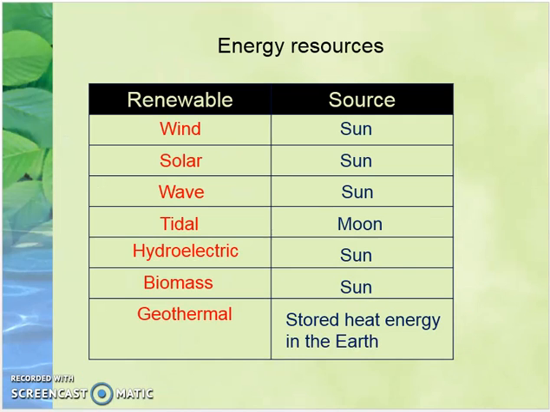Now, renewable energy is produced from what sources? Wind energy, the source is the sun; solar, the source is the sun; wave, the source is the sun; tidal, the source is the moon; hydroelectric, the source is the sun; biomass, the source is the sun; geothermal is stored heat energy in the earth. From this, most of the energy is produced from the sun. The sun is a large energy source.